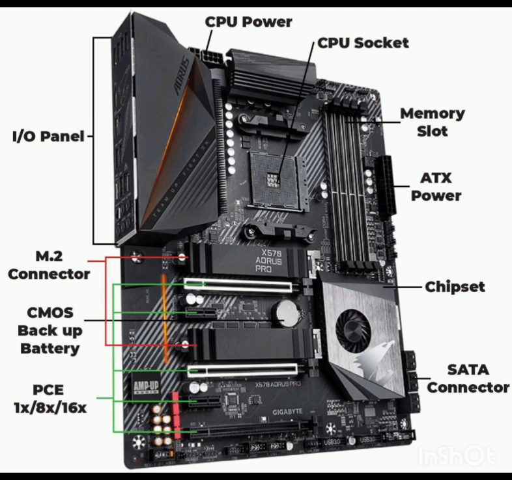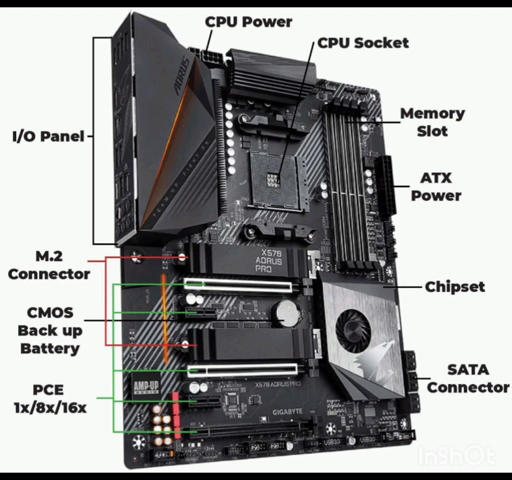The next one is inbuilt Wi-Fi. Some motherboards have inbuilt Wi-Fi capabilities that allow them to connect to wireless networks without requiring an additional Wi-Fi card. RGB headers. These are headers on the motherboard that allow RGB lighting strips to be connected to it for aesthetic purposes.